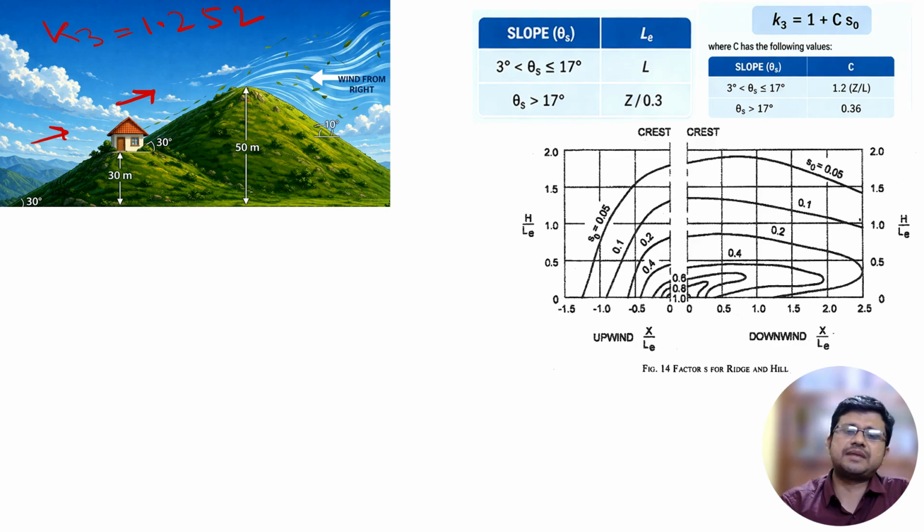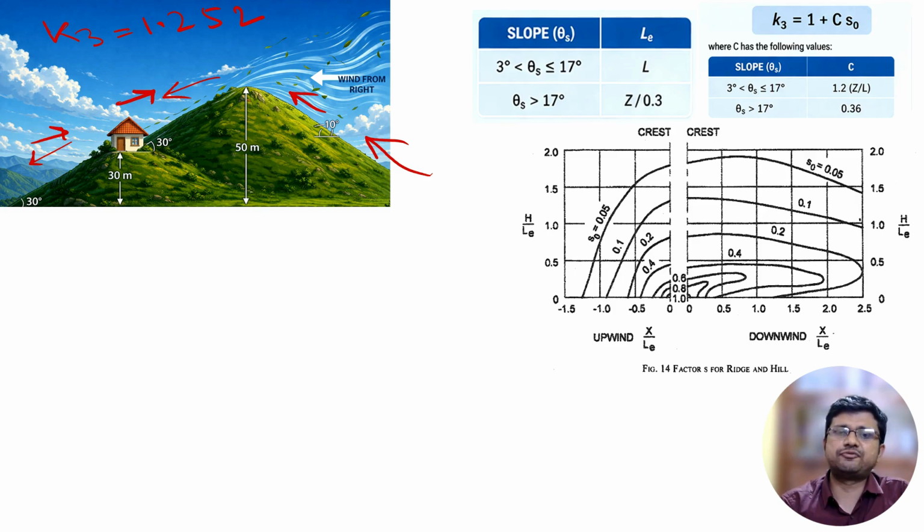Now what will happen if the wind is coming from right, if the wind is coming from this direction? At that time, our building will be in the downwind slope, not like the previous problem. Now it will be in the downwind slope and some equations will actually change.